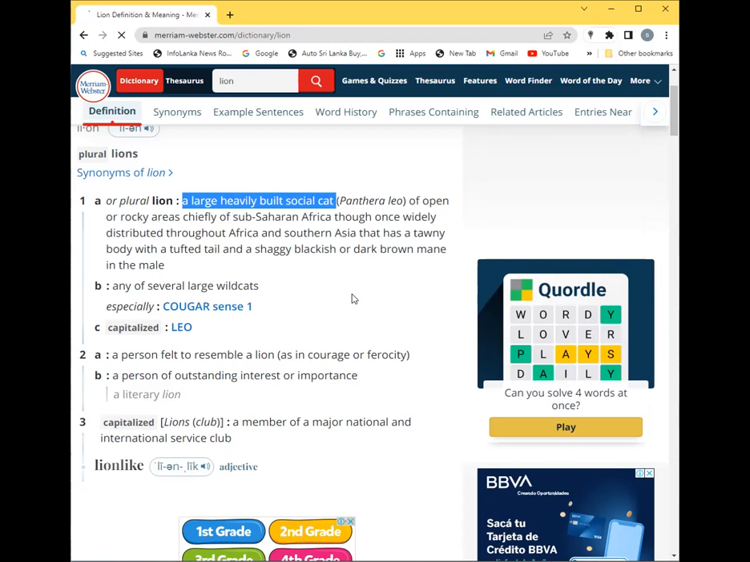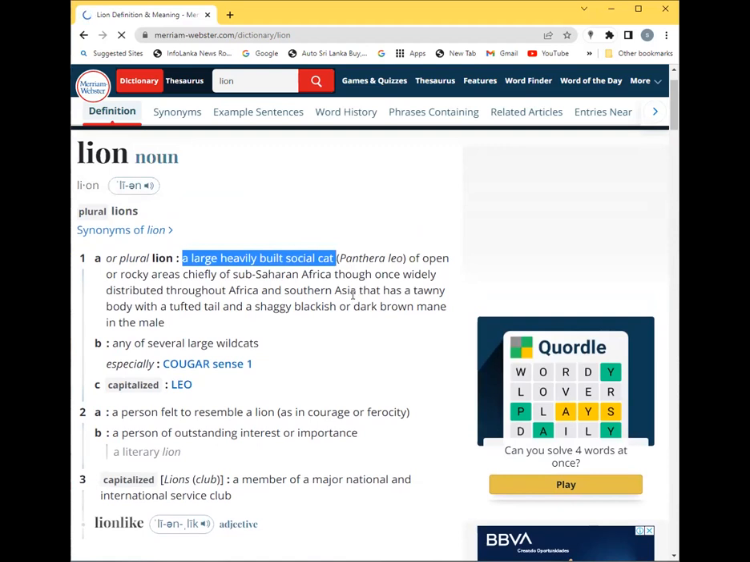Lion. Any of several large wild cats. Any of several large wild cats.